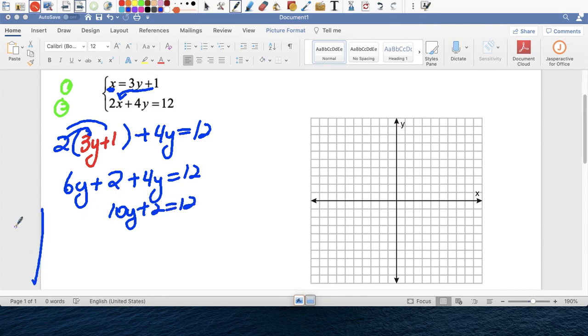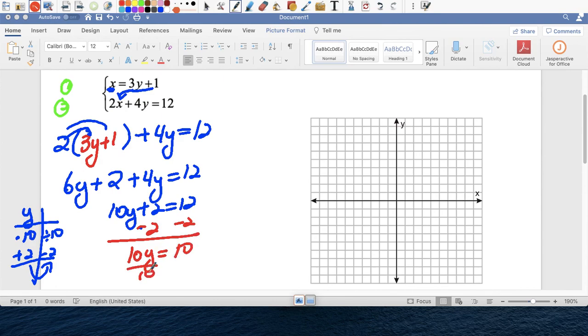Again, here's my variable y. It's being multiplied by 10, and I add 2. Inverse operation, so I'm going to use minus 2 and divide by 10. So follow your story. Let's do minus 2 on both sides, and we get 10y equals 10. Divide both sides by 10. y equals 1.